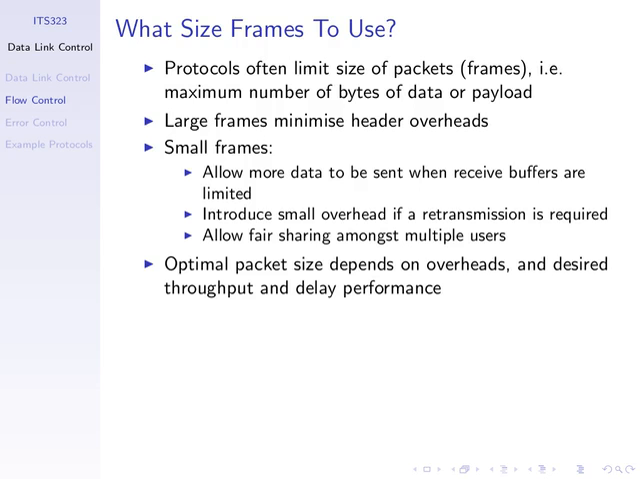In case A, we only use 5,000 of the 5,900 bits. Those 900 bits cannot be used. That's sort of wasting the receive buffer. In this case, we use all 5,900 bits. So smaller frames can allow more data to be sent when the receive buffers are limited. So that's the advantage of smaller frames.